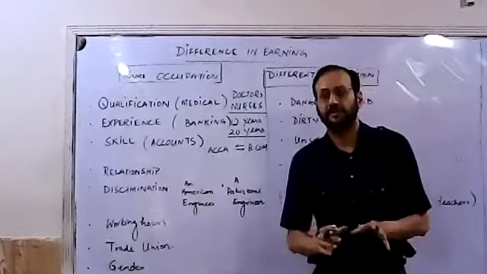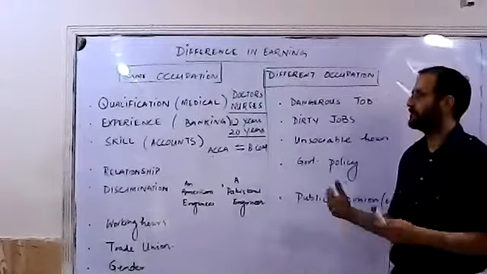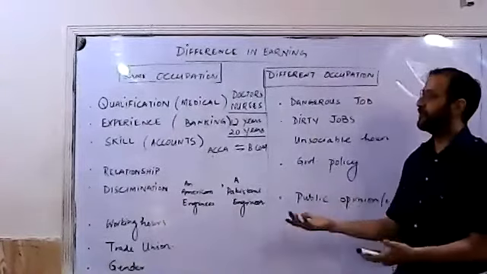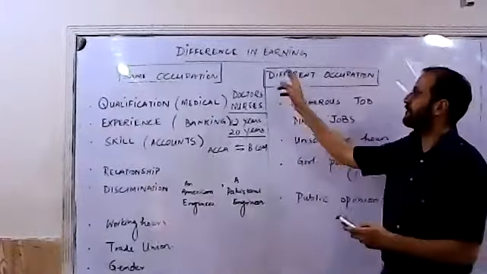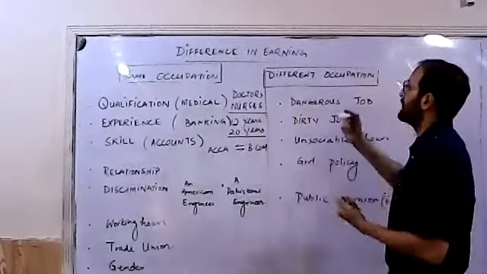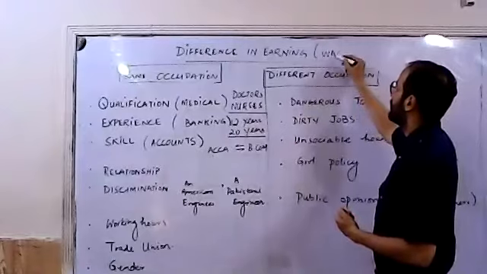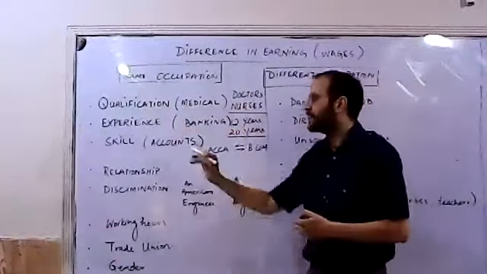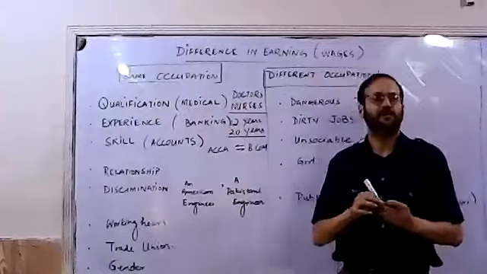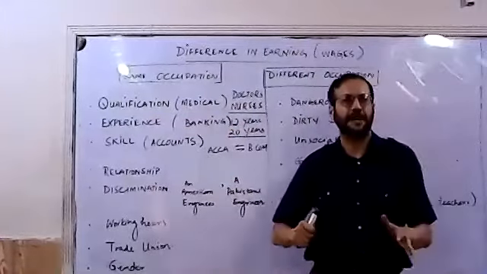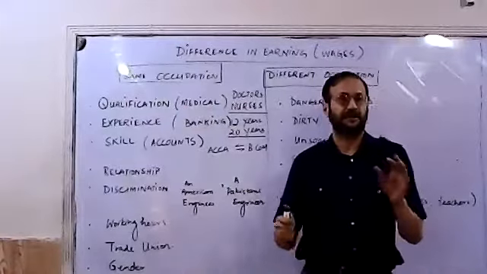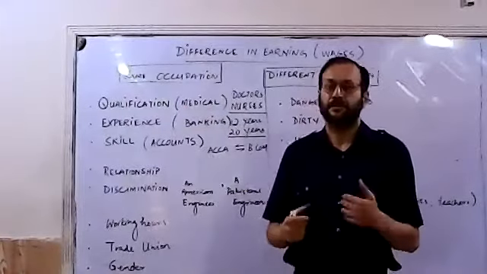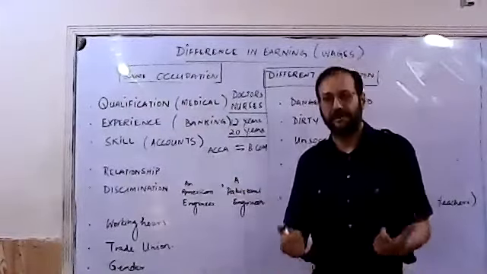So I'm going to classify for you into two categories. There are some same occupations. We're going to find out the differences in the earning, or let's say the wages, why wages are different in the same occupation. Same occupation means that the occupation or the job is of the same type, it's from the same industry, but the wages are different.